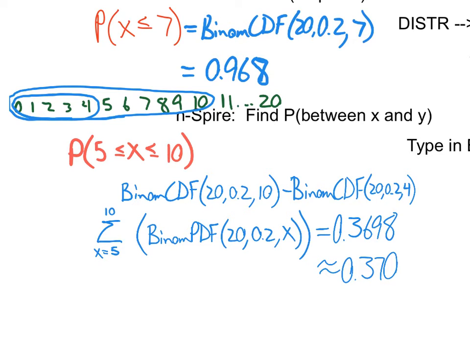Okay? Now what that is saying is that if we surveyed those 20 people, we have about a 37% chance of getting between 5 and 10 of those people to have had enough sleep. Okay? So that's what that's saying.